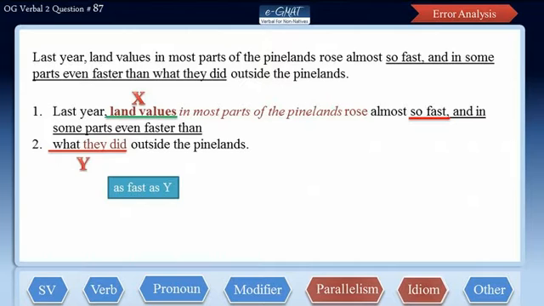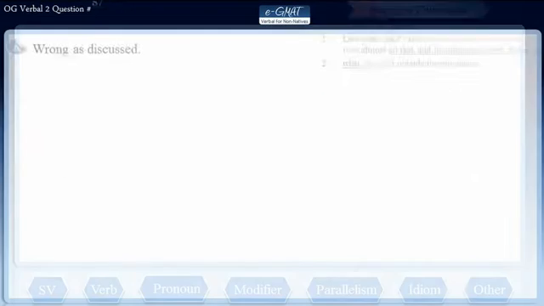Also, this phrase and in some parts even faster must be written between commas to communicate the intended meaning of the sentence. Now, this phrase is only providing additional information. So, removal of this phrase must not affect the structure of the sentence. Even without this phrase, the sentence must read correct. Absence of comma after than leads to sentence structure error over here. So these are the errors, and let us run the POE to find out which answer choice corrects these errors.